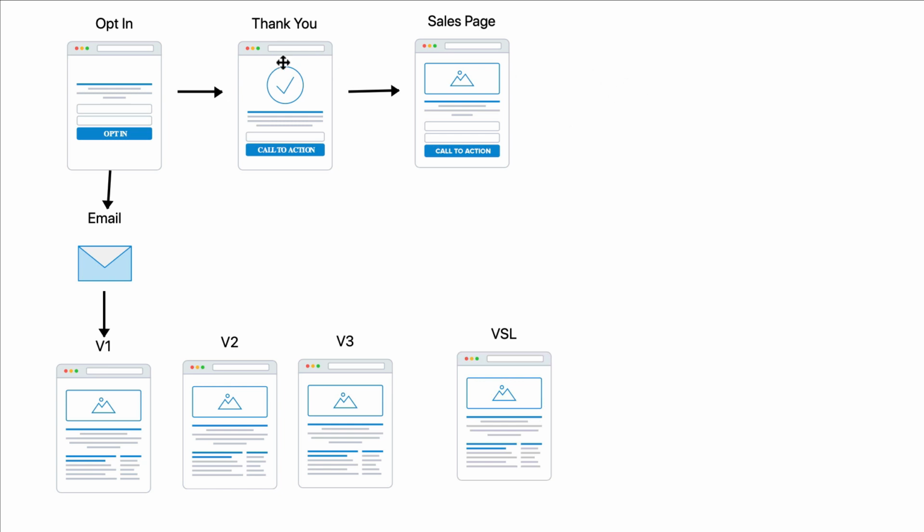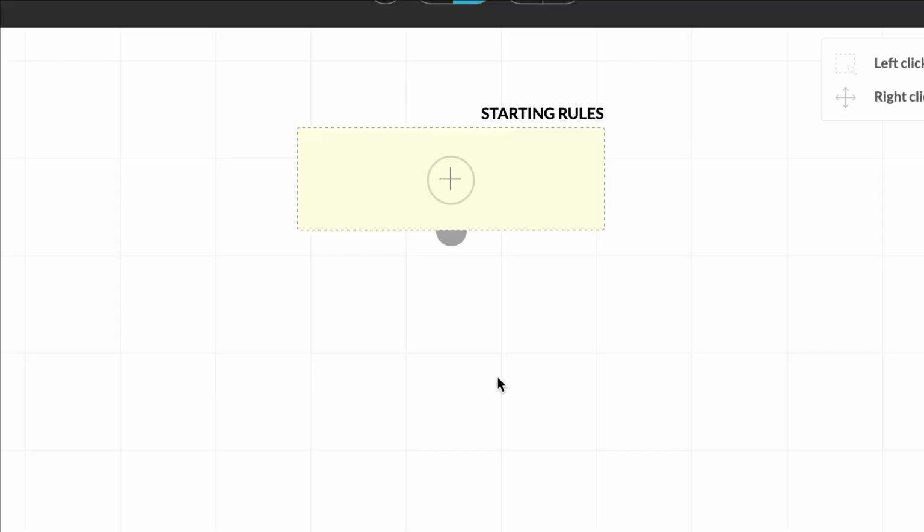So this is the sequence. It looks very simple. Let's go ahead and build this. Okay, for this I'm using Kartra. You can use whatever you want, but because Kartra is probably the most powerful and most elegant system on the planet, I'm using that. So if you're using Kartra, you will be able to follow along and do this too.